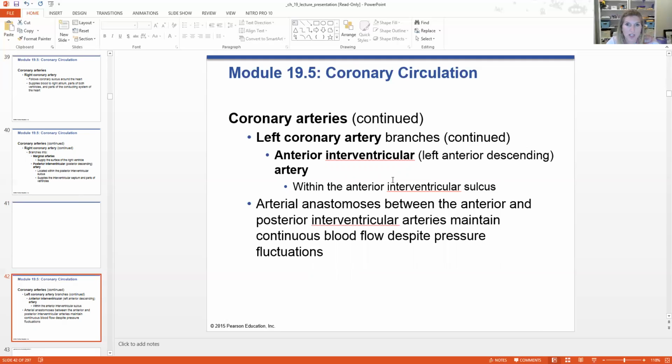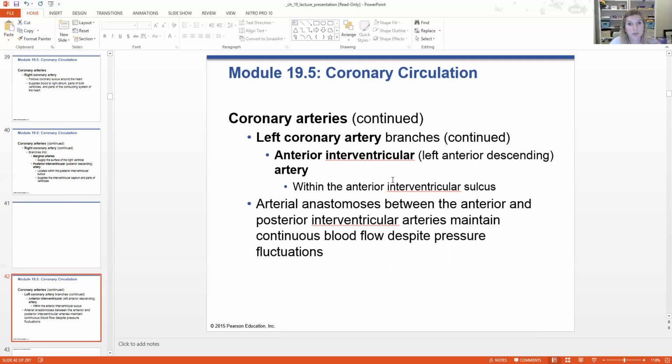Everyone likes to use abbreviations to save time. So that anterior interventricular sulcus is where that LAD artery is. There's actually an arterial anastomosis between the anterior and posterior interventricular arteries to help maintain continuous blood flow and blood pressure to the coronary circulation.